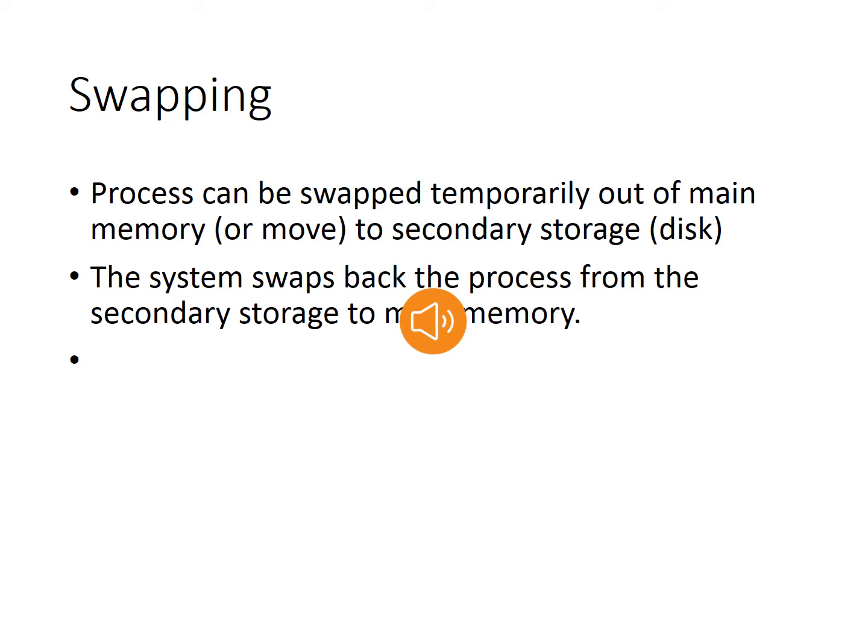Swapping is a mechanism in which a process can be swapped temporarily out of main memory to secondary storage and make that memory available to other processes. At some later time, the system swaps the process back from secondary storage to main memory. Though performance is usually affected by the swapping process, it helps in running multiple and big processes in parallel. Hence, swapping is also known as a technique of memory compaction.